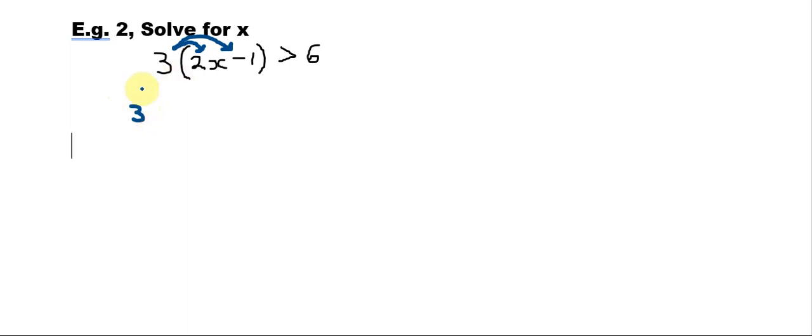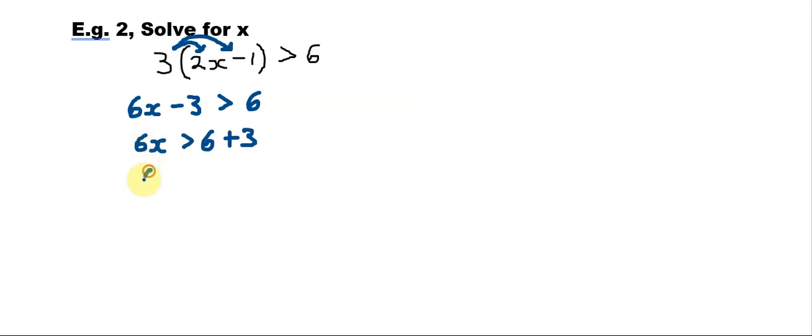So 3 times 2x will give us 6x. Let me just write that here. 3 times 2x is 6x, and 3 times negative 1 is negative 3, or minus 3. And all of that is greater than 6. So now we can transpose that negative 3. We have 6x minus 3 is greater than 6, and when we bring it over, it's going to become the opposite operation of plus 3. We simplify that and we will have 6x is greater than 9.